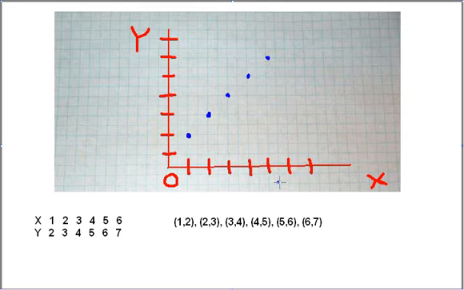And then our last one is 6, 7. 1, 2, 3, 4, 5, 6. There's our x value. And up 7. There's our y value. So what we've done now is we have plotted the points for these ordered pairs on this graph paper here. Plotting points on a graph or plotting the line or an equation on a graph is called graphing the coordinates of the points or graphing the equations themselves.